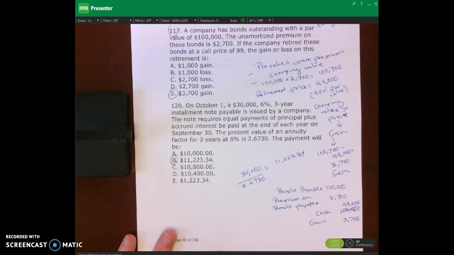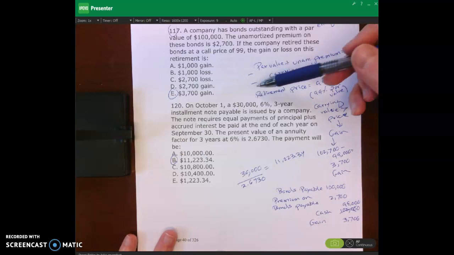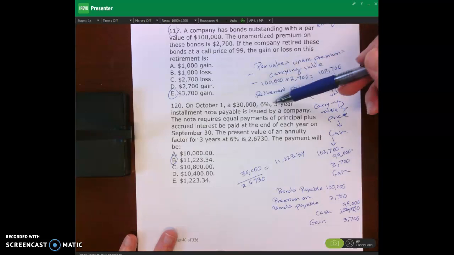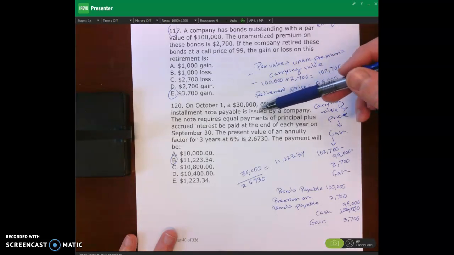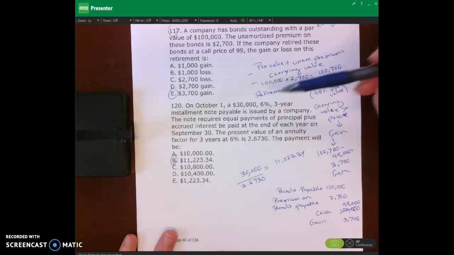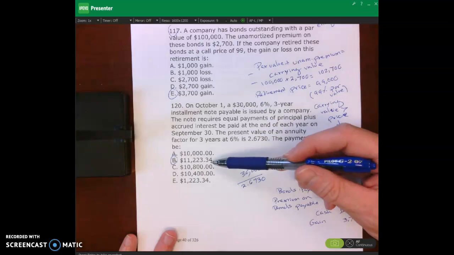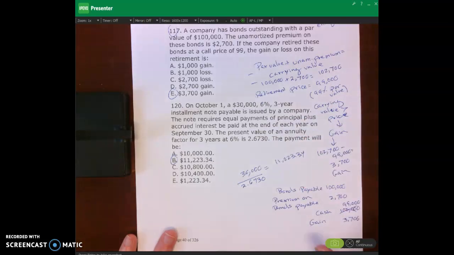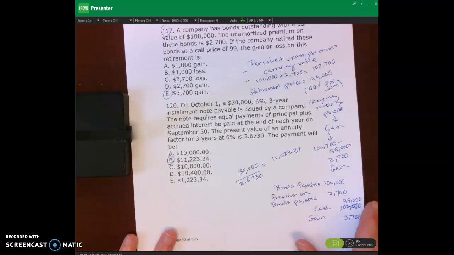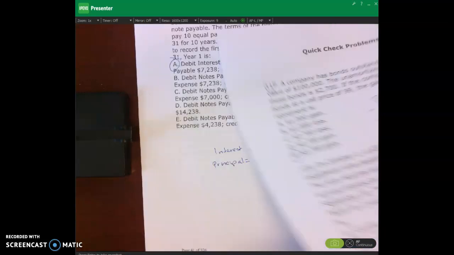Okay. Let's get number 120 here. We have a $30,000, 6%, 3-year installment note. Calculate the payments. You take the $30,000 divided by the factor, $11,223 is the payment. Okay. Let's take a look at the next one.